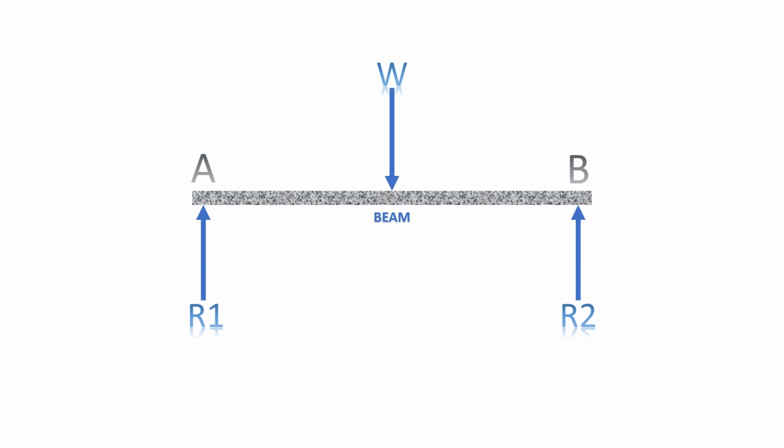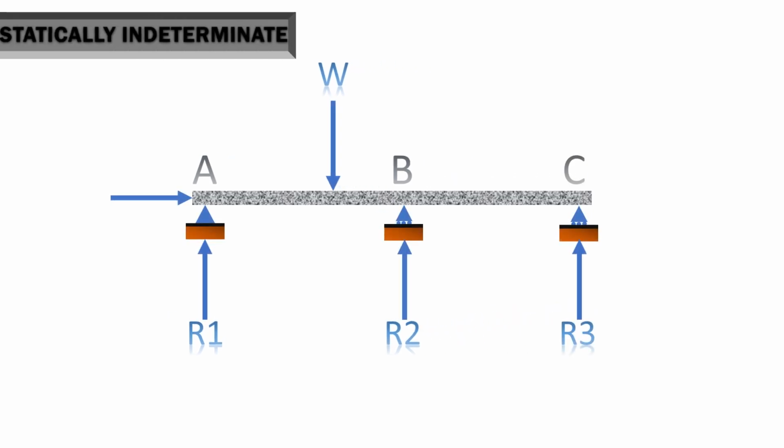Examples of statically determinate beams include simply supported beams, cantilever beams, fixed beams, and some types of continuous beams with known support conditions. Engineers can directly calculate the reactions and internal forces in statically determinate beams without relying on additional analysis methods. Statically indeterminate beams.